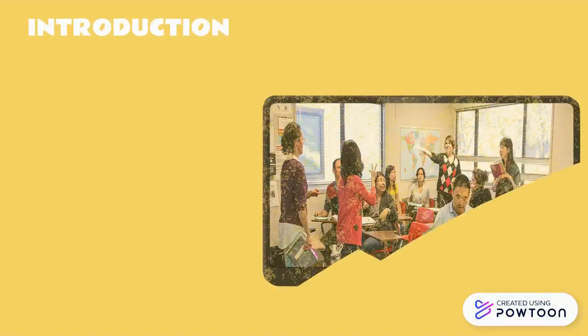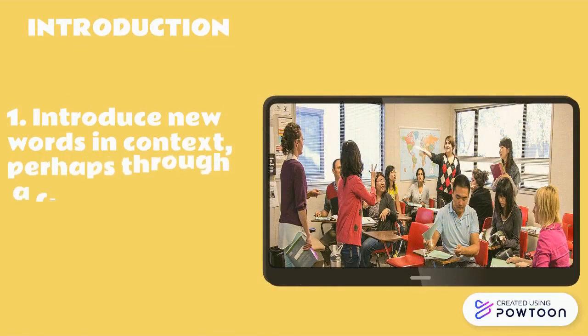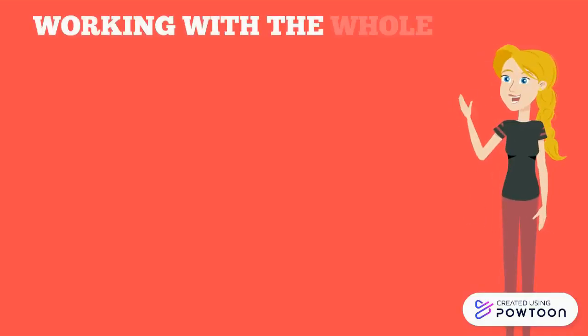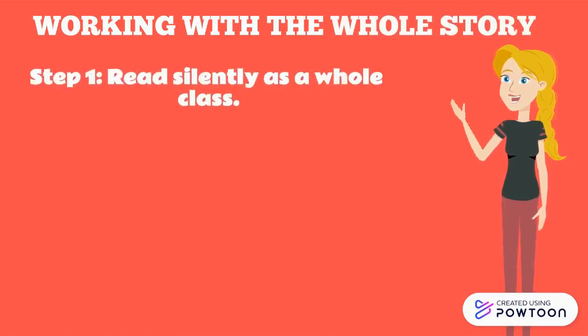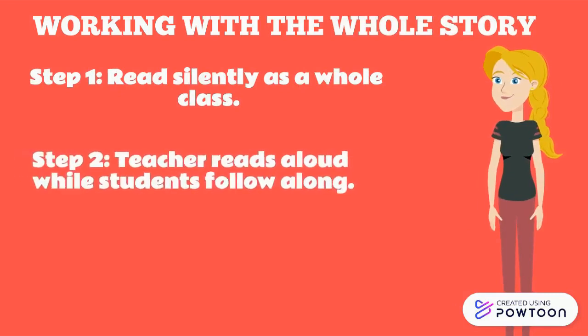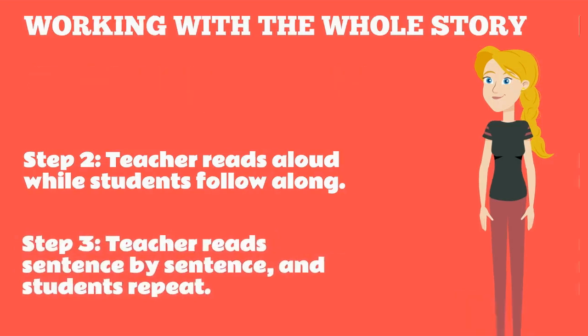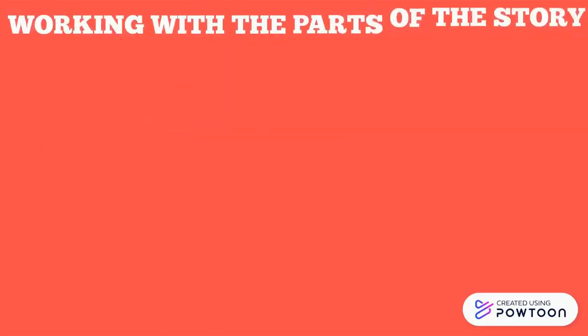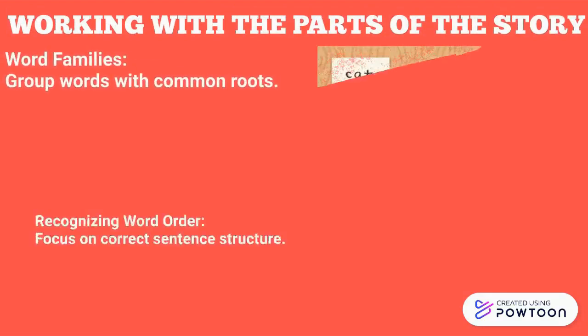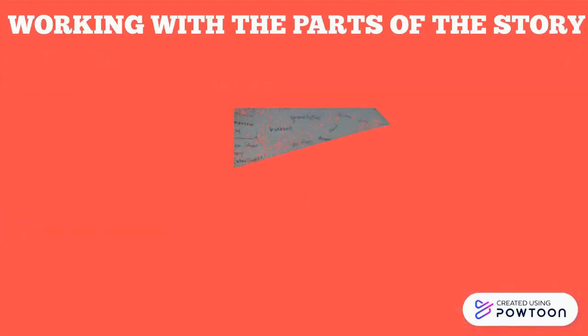Introducing new vocabulary in context, such as through a class-generated story or thematic discussion, helps students see real-life word usage. When working with the whole story, students read the story silently to familiarize themselves with the text. The teacher reads the story aloud while students follow along, aiding with pronunciation and intonation. The teacher reads the story sentence by sentence, with students repeating each sentence. To engage students in activities that reinforce vocabulary learning, we can use activities such as word families, recognizing word order, and flies marking.